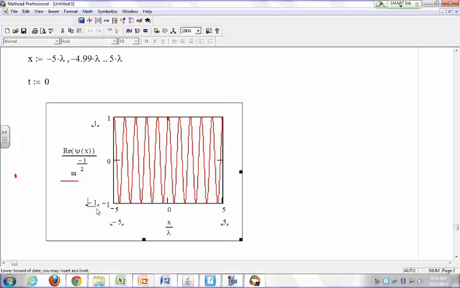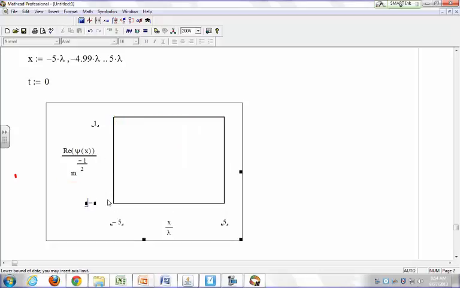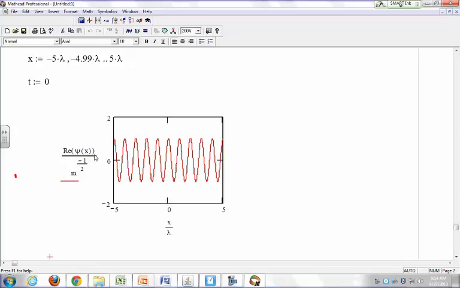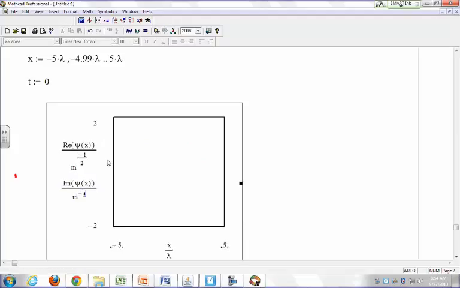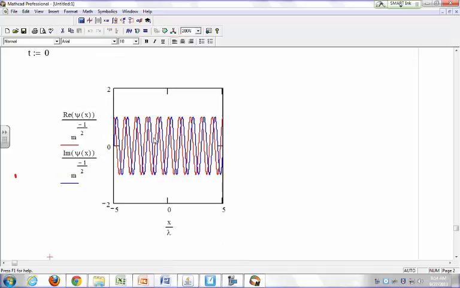Okay. So you can see your cosine function goes from +1 to -1, right? So let's make this from -2 to +2, so you can see it better. All right. And if I were to plot the imaginary part of psi, meters to the -1/2, there's your sine function. So your sine function starts at 0, right? And your cosine starts at 1.